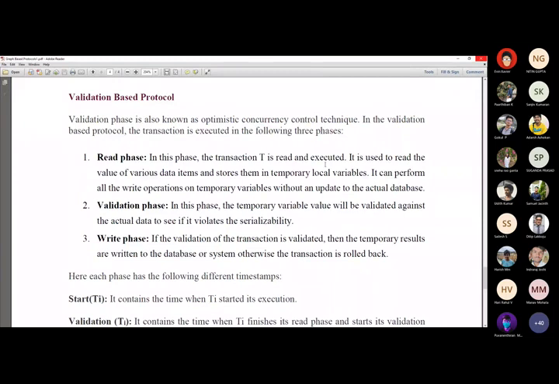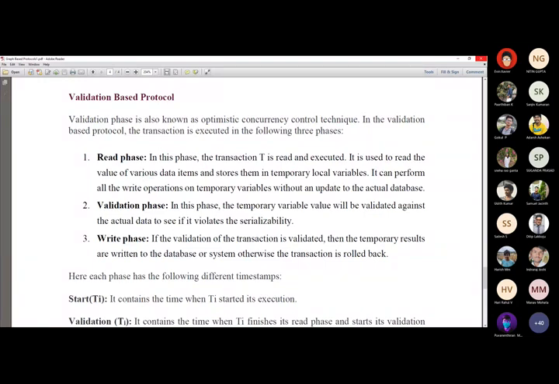It is used to read the values of various data items. The transaction reads the values of various data items that are needed by the transaction and stores them in temporary local variables. We are going to check whether these temporary values conflict with one another. To check the values of the temporary local variables, we go for the validation phase.